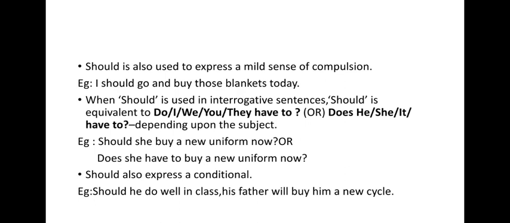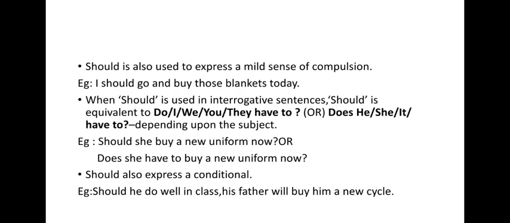When should is used in interrogative sentences, should is equivalent to... so here it says when should is used with an interrogative sentence. Again, interrogative means question form, right? So when we use should in question form, then should is equal to do I, we, you, they have to. Here is how you will read it: do I have to, or do we have to, or do you have to, or do they have to? Okay, this is how you should read the question. Or does she have to, or does he have to, or does it have to?